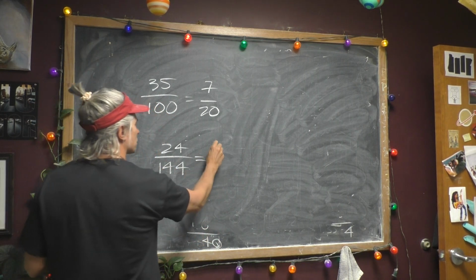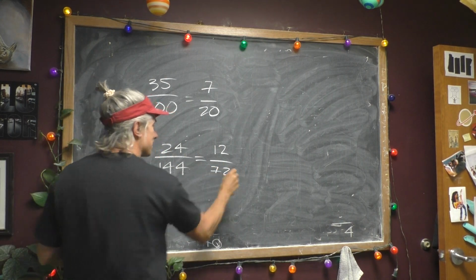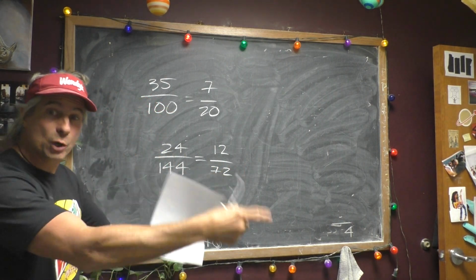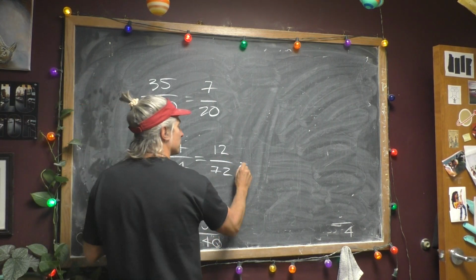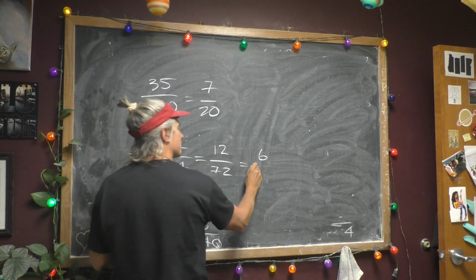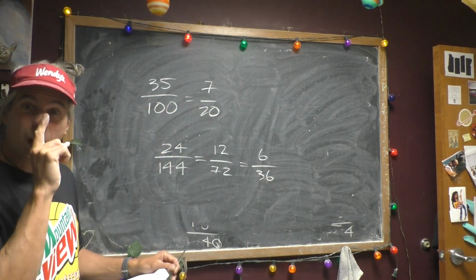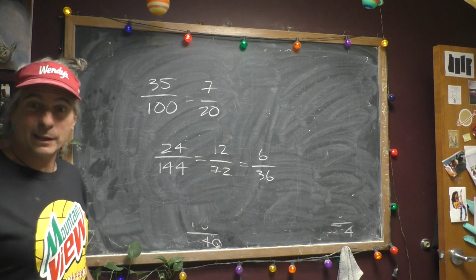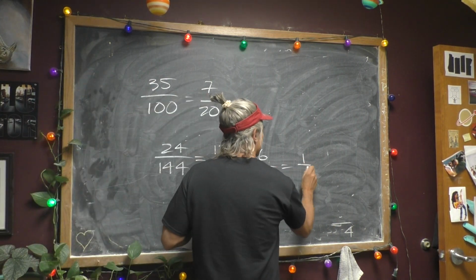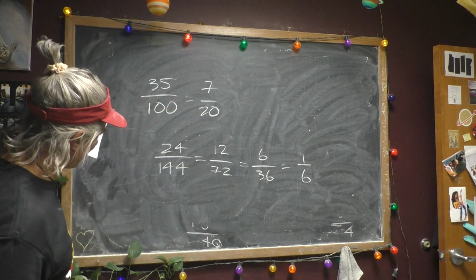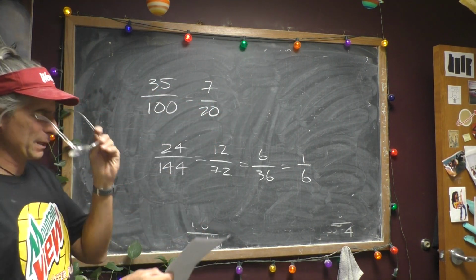2 goes into 24 12 times. And 2 goes into 144 72 times. So you can start with 2 and then keep going and looking for common factors. So 2 goes into 12 again 6 times. And 2 goes into 72 36 times. Okay, and at this point you might recognize, also 6 goes into 6 once and 6 goes into 36 6 times. So 24/144ths is just 1/6. Not so bad. Not so bad at all.